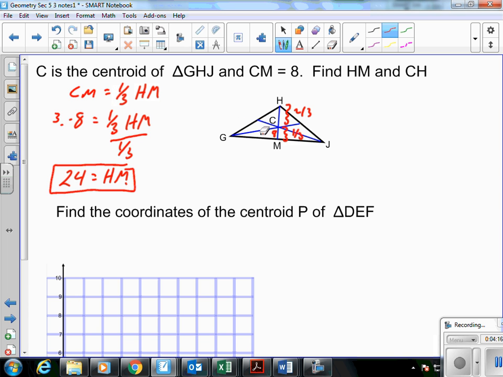And then CH, from the centroid to the vertex, we said that was 2/3 of the total length. So CH is 2/3 of HM, 2/3 of the total. And if HM is 24, then CH is going to be 2/3 of 24. If we multiply that out, that would be 48/3, or 16.